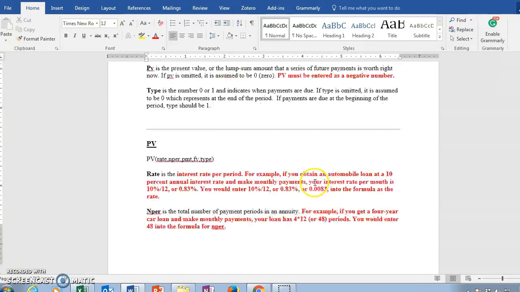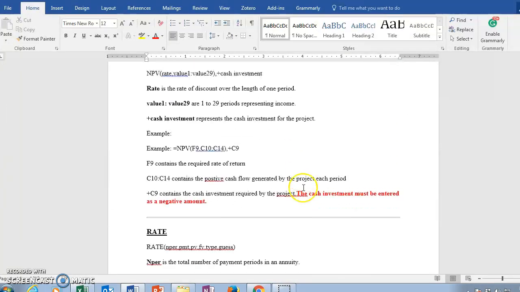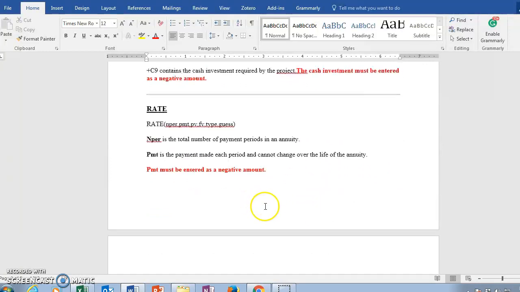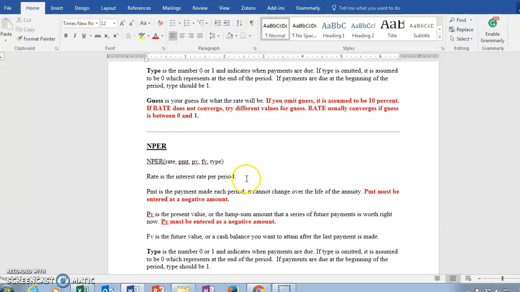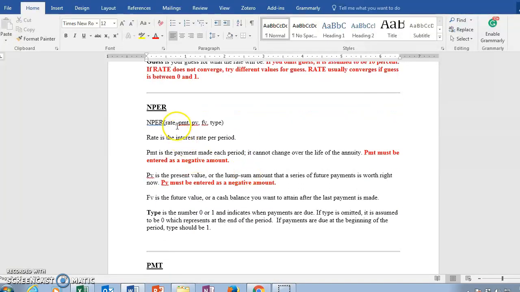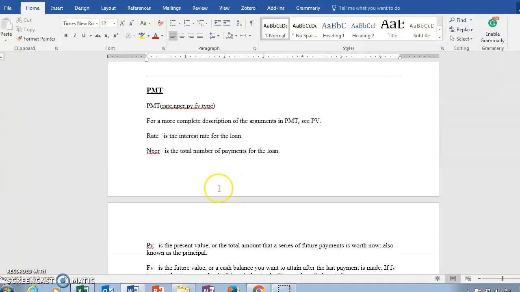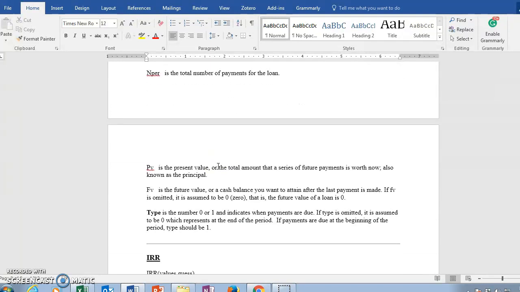And in this document, it goes through what you would put in for rate. Payment must be entered as a negative amount. That's a key thing to note. You can also solve for number of payments if that's the variable you're trying to find, as well as if you're trying to find just a payment amount.